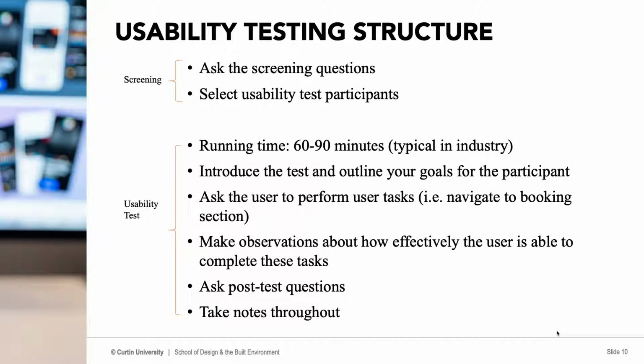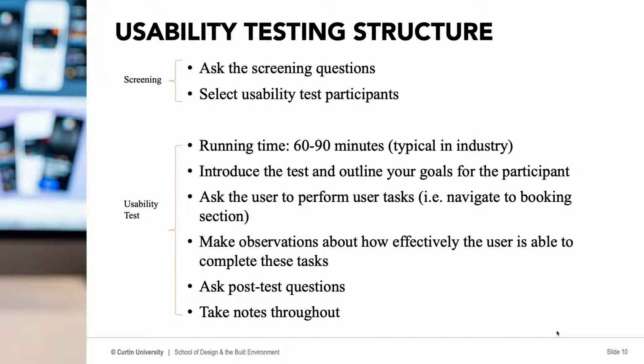Now, during the actual usability testing itself, usually it runs for somewhere between 60 and 90 minutes. This is quite typical in industry. At the start of the usability test, as you did with your user interviews, you need to introduce the context of why you're doing this and what's happening, and outline your goals to the participant. And then during the usability test, you actually need to ask the user to perform specific tasks. So for example, telling them to navigate and do something or to book something.